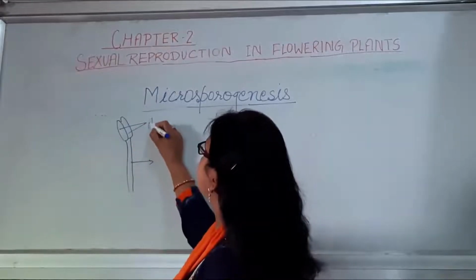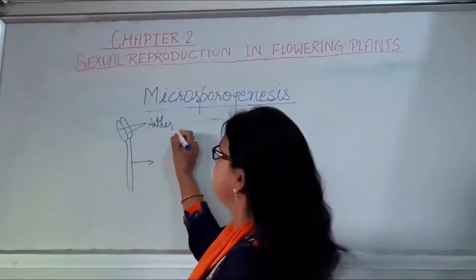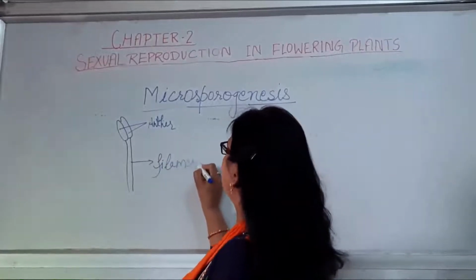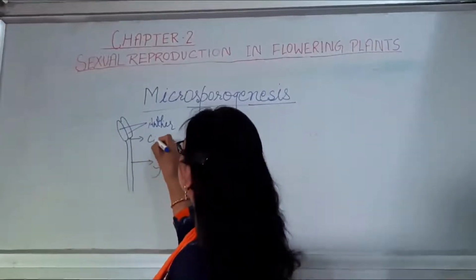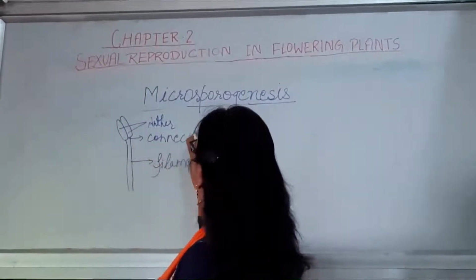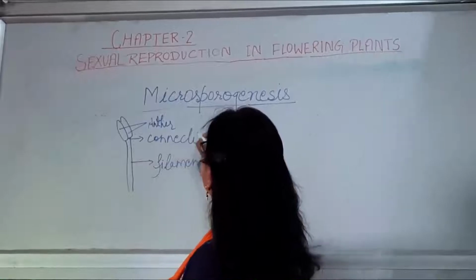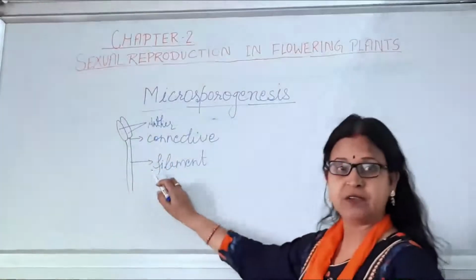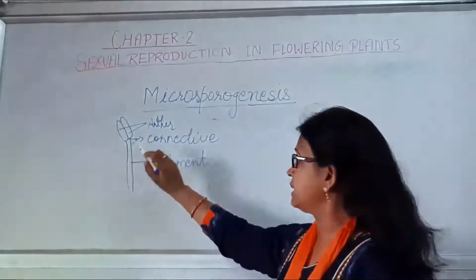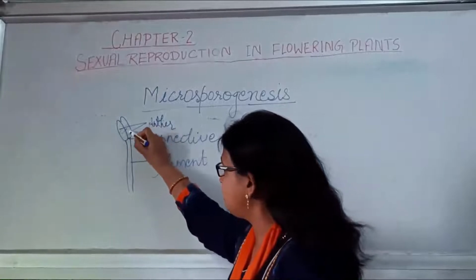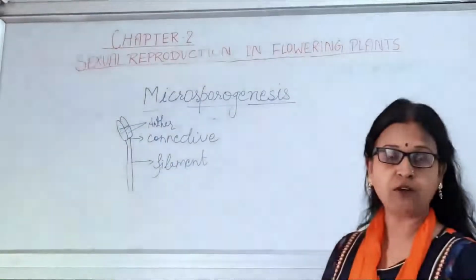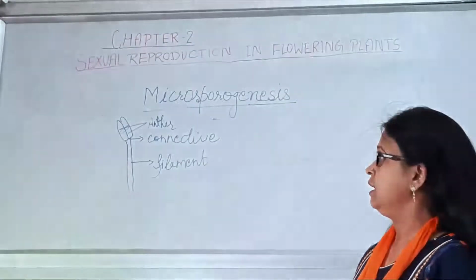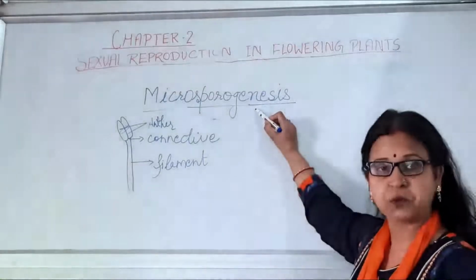This is the bilobed anther, then this is the filament, and here the connective. Now this anther is a bilobed structure with filament and connective. After maturation, the third whorl of the flower, that is the anther or the male reproductive structure of the flower, will undergo the process of microsporogenesis.